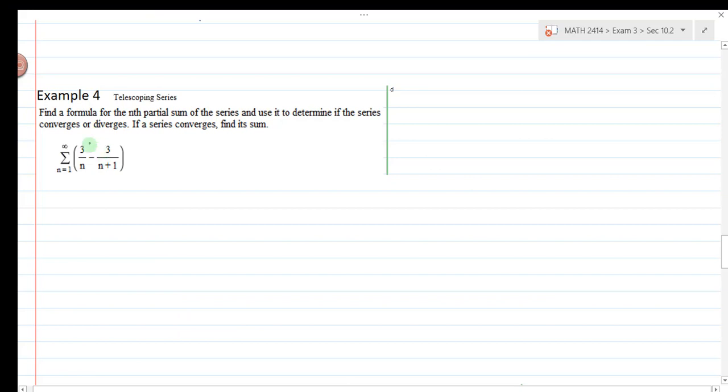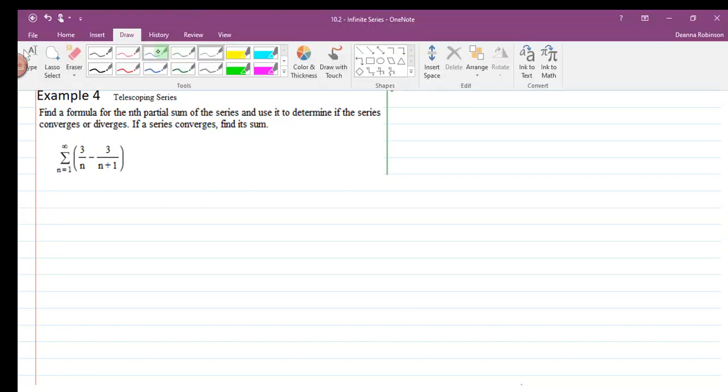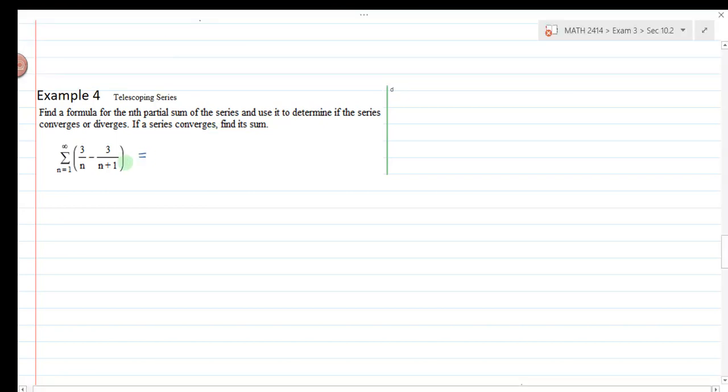So here we're asked to find a formula for the nth partial sum of the series and use it to determine if the series converges or diverges. What we're going to do with the telescoping series, and you can tell you have a telescoping series if you have the difference in between here, is expand out all of these terms until we have two groupings where both terms are going to cancel out. So let me show you what I'm talking about. We're going to start this series with n equals 1.